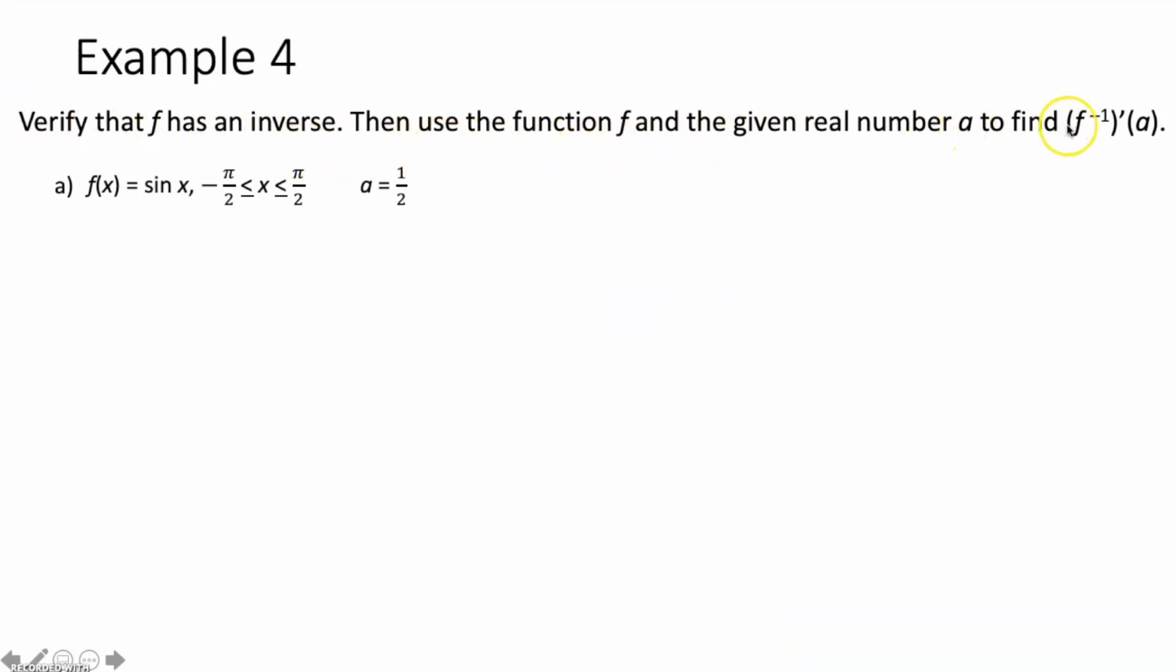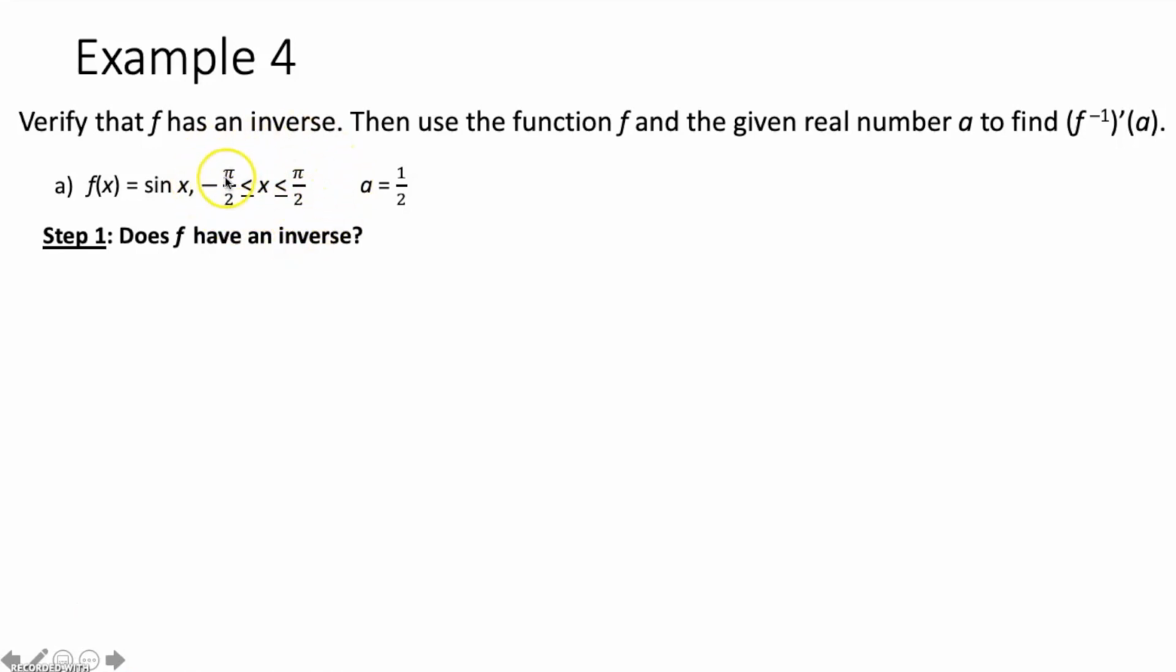Now, example 4, we are verifying f has an inverse, then we're going to use f and the given real number a to find f inverse prime of a. So it's the same thing we were doing earlier, except this time we have trig functions. Remember, there were 4 steps here. The first step is to figure out, does f have an inverse? Well, is this function 1 to 1? Well, normally sine of x is not 1 to 1. Unless its domain is restricted, which in this case it is.